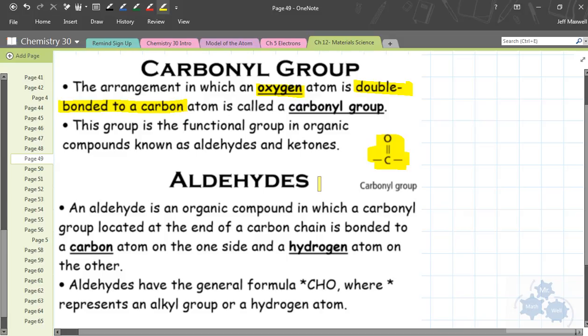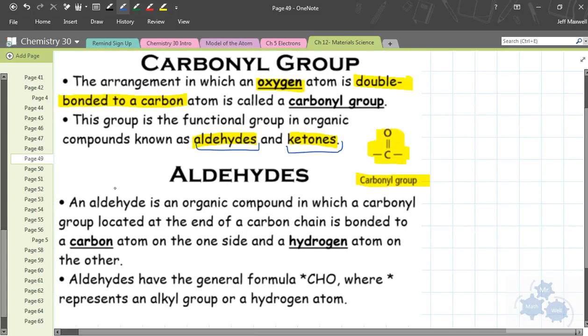This group is the functional group in organic compounds known as aldehydes and ketones. So there are 2 subgroups in the carbonyl group. So wherever you see a C double bonded to an O on its own like that, you know that it's a carbonyl group. There are two subcategories in the carbonyl group, and we'll take a look at aldehydes and ketones.